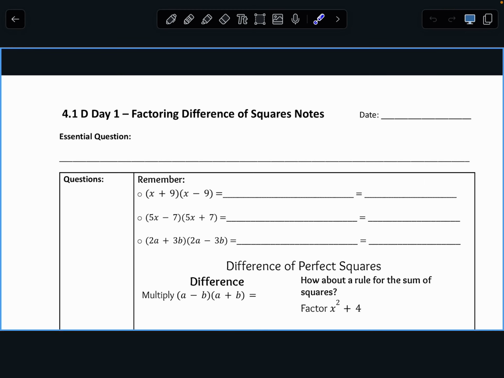This is a difference of squares. So this is special because both numbers are squares. So let's start with the idea of what a square is first of all.